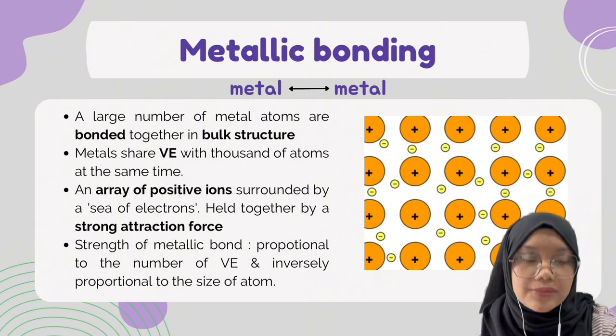So, a metal can be described as an area of positive ions surrounded by a sea of electrons. The metal is held together by a strong attraction between the delocalized electrons and positively charged metal ions. There are 2 main factors for the strength of metallic bonding. Firstly, it is proportional to the number of valence electrons. Secondly, it is inversely proportional to the size of the atom.